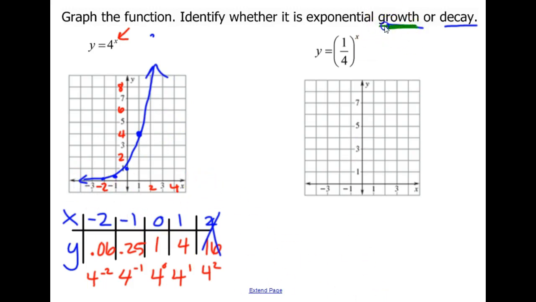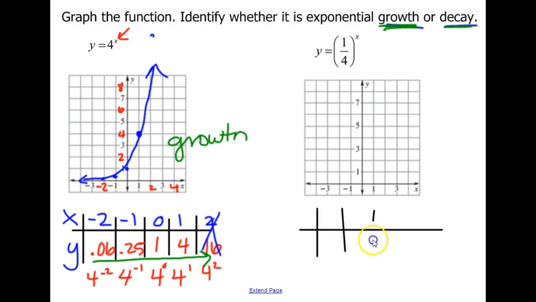It says identify whether it's growth or decay. Well, this one from left to right, we're going up, so I know this is growth. You can also see our numbers as we go across are getting bigger. They're growing. Let's try another one. I'm going to make a table, x and y. And then plug in the same numbers, -2, -1, 0, 1, and 2.